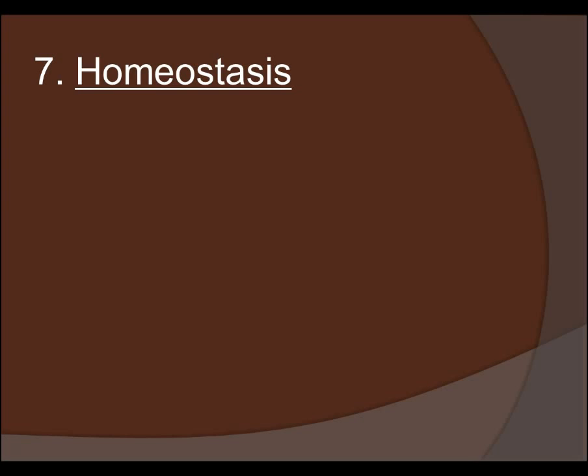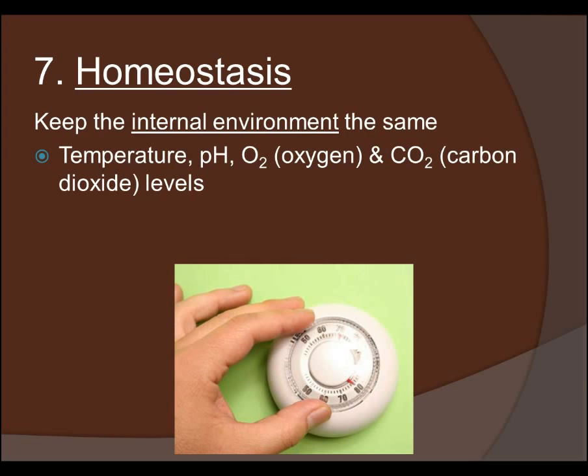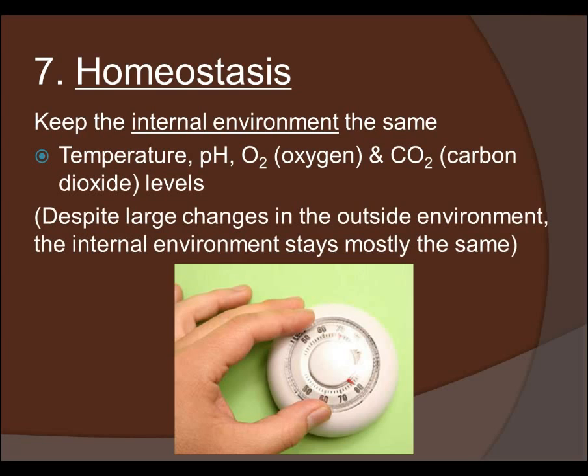Homeostasis, kind of the weird one here by the name, you probably aren't familiar with it, but basically it means that the internal environment is going to stay the same. You and your temperature and your pH and your oxygen and your CO2 levels inside your body are roughly going to remain the same. Despite large changes in the outside environment, your internal environment is going to mostly stay the same. It gets hot outside. You still stay 98.6 degrees. It gets cold outside. You still stay 98.6 degrees. Your pH, your oxygen, all those as well, they are going to remain the same even though the outside environment is going to change a lot.